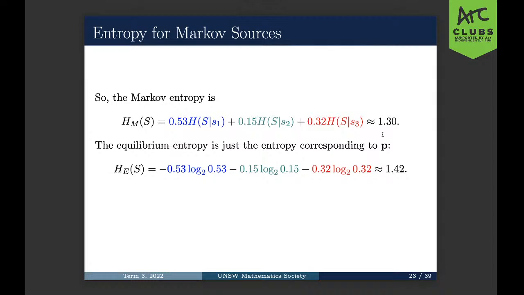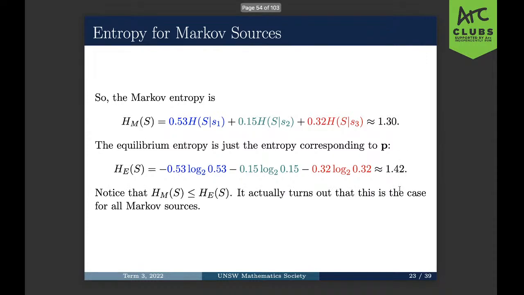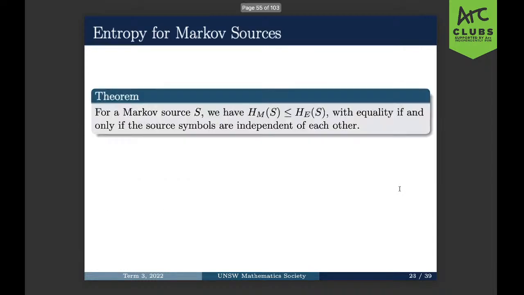The equilibrium entropy is just, look at the probabilities in P, and find the entropy based on those. You get 1.42. So if you notice, the Markov entropy is less than or equal to the equilibrium entropy. And it turns out that this is actually the case for every Markov source. So here's that theorem. The Markov entropy is always less than or equal, and equality holds if and only if the source symbols are independent of each other. As in, the transition matrix is essentially useless. It doesn't really tell you anything about the probabilities based on previous symbols.